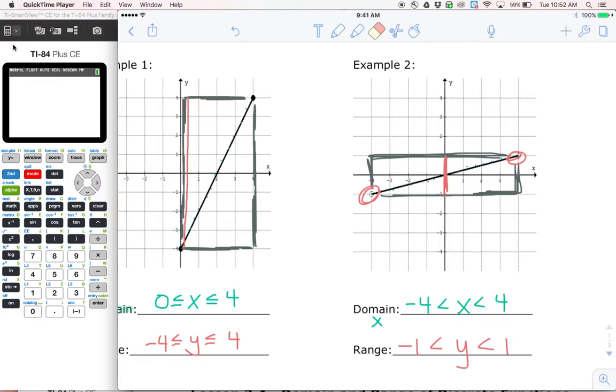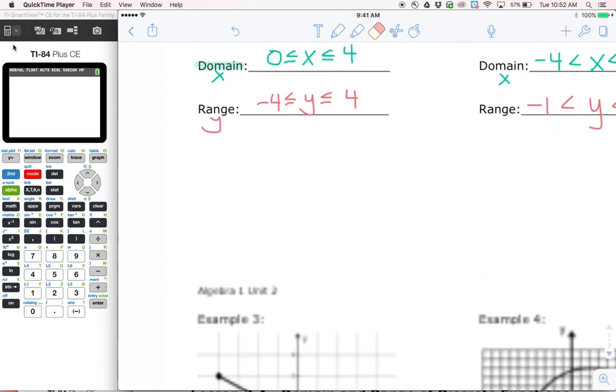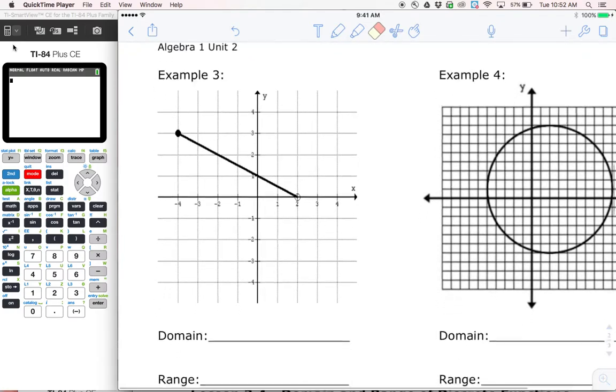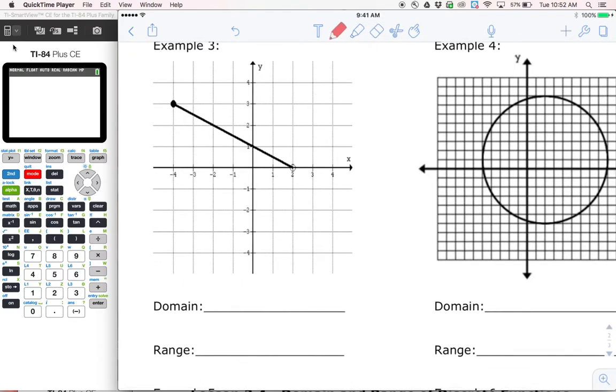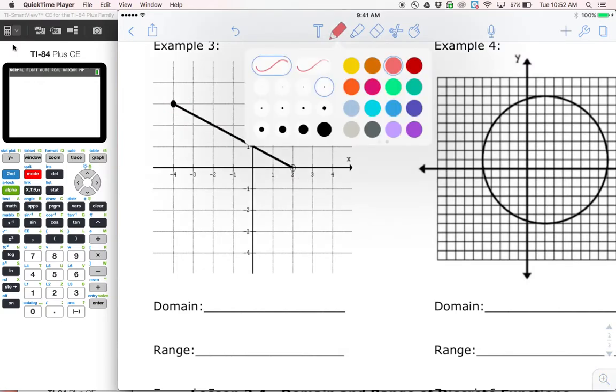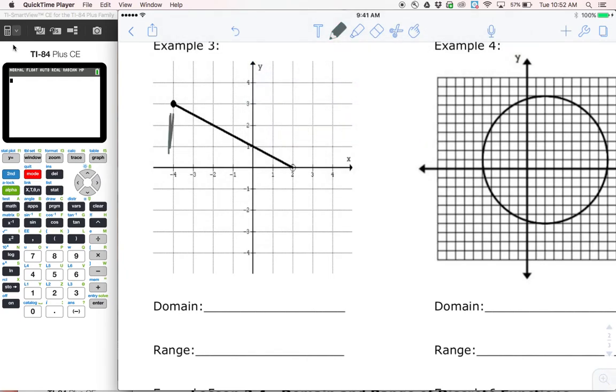Okay, let's move on to example 3. I'm going to start going a little bit faster here. Now you might notice here I've got an open circle and I've got a closed circle, and we're going to address that in just a second. Let's get started with my rectangle to draw this thing. All my points are somewhere in this box, kind of.